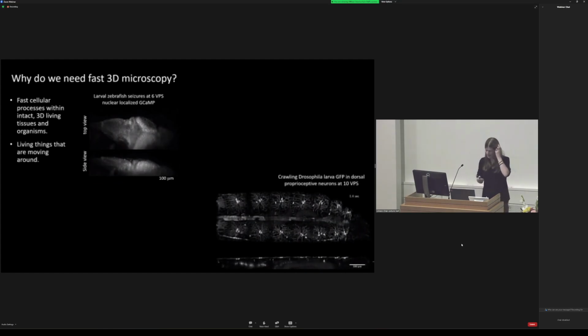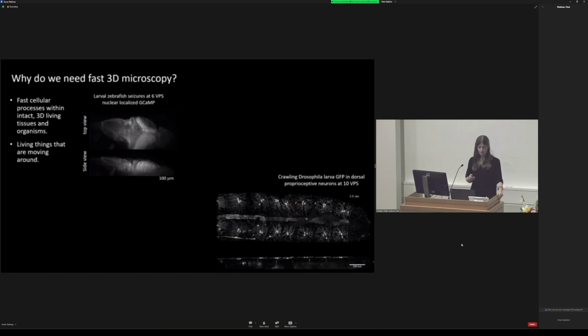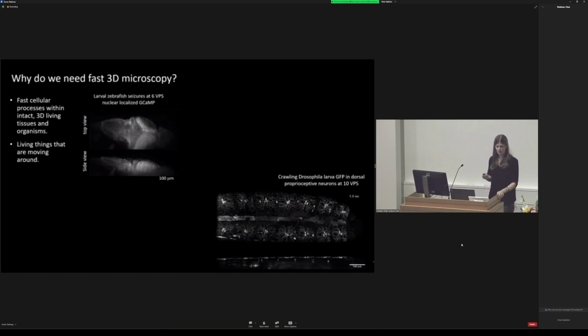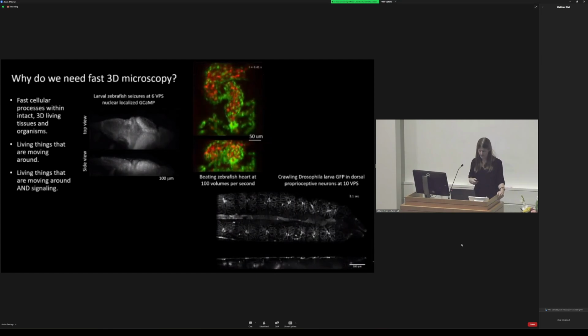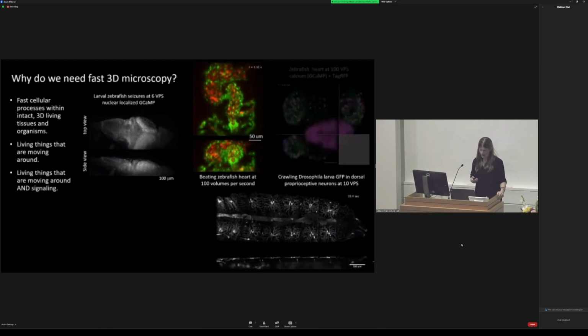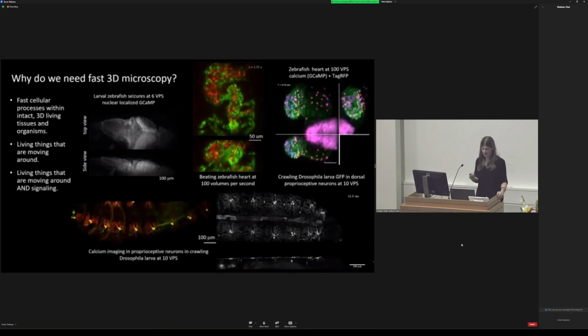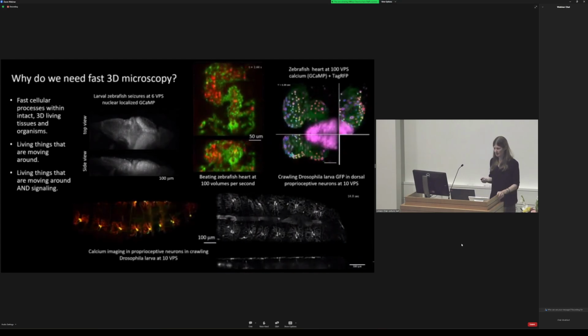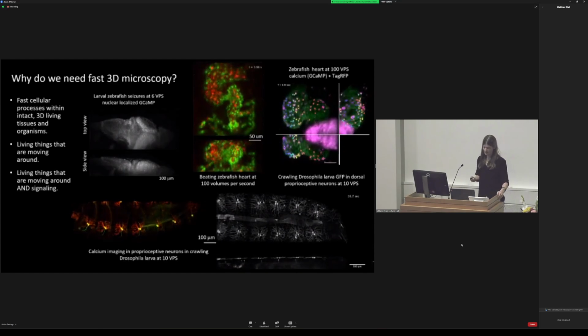Living things also move around, and so being able to actually image them while they're moving around, instead of calling that motion artifact, means that you can study things. So here are a few more examples. They also signal, so if we can actually capture them moving around and signaling at the same time, then we can really start to ask interesting questions.